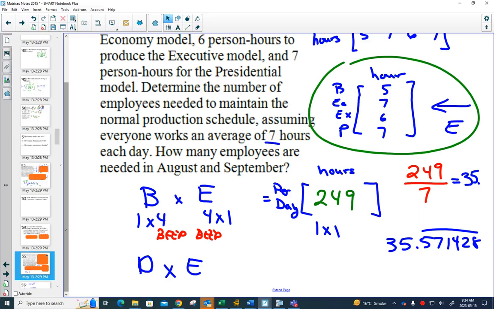Now this is B. B was not September and August though, right? September and August would be, I think, the one that we figured out with the 1.4. Either way, once you figure out how many hours are needed, divide by 7, because each person can work 7 hours a day. That's how many employees we're going to need. Probably should round up to 36.